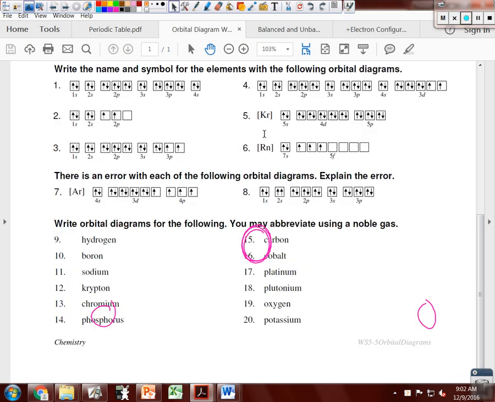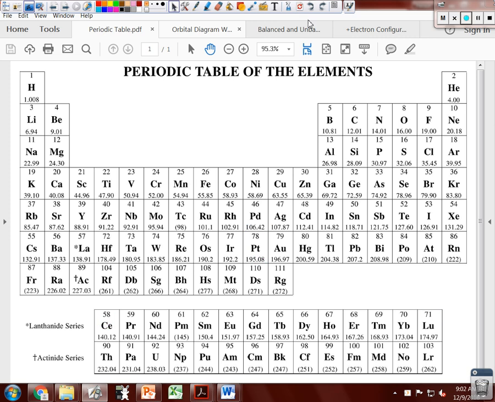Oxygen and potassium. I'm not even going to worry about oxygen. You guys know how to do that. So the last one we're going to do, which is the first time you guys are going to see the noble gas configuration, is potassium. And you guys are going to love potassium. So, no, this is legit. You're not going to love potassium. You're going to love the noble gas configuration, okay? So, here's what the noble gas configuration is.